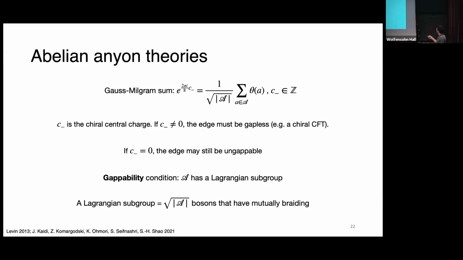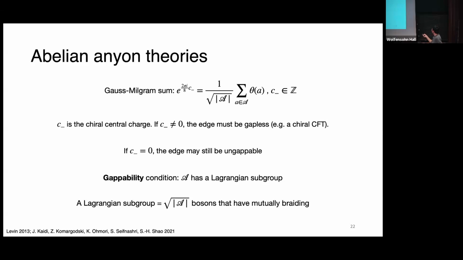Once we're given this anyon group and also the exchange statistics phase, we can compute what's called the Gauss sum, basically. In this case, it's literally a Gauss sum because it's a quadratic form on a finite group. You compute the Gauss sum, and you get a phase, which is e to the 2 pi i over 8 times the number c minus. This number is an integer in this case, and it's called the chiral central charge. For the experts, this is the chiral central charge of the chiral conformal field theory on the boundary of the state.